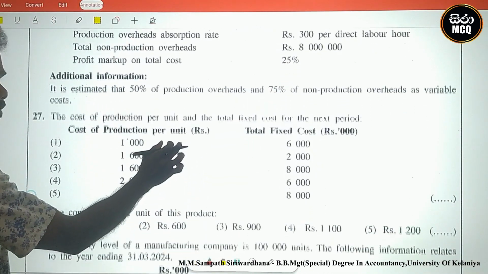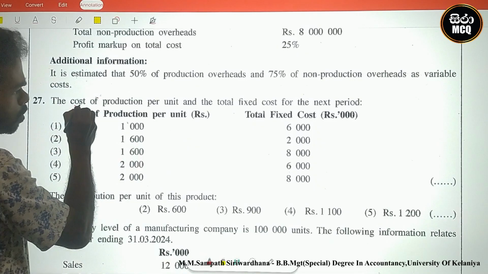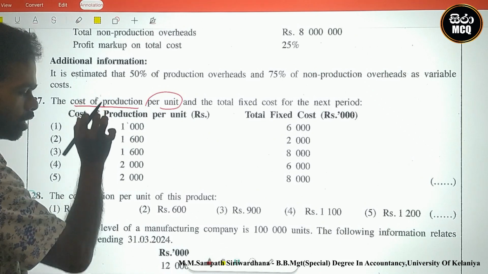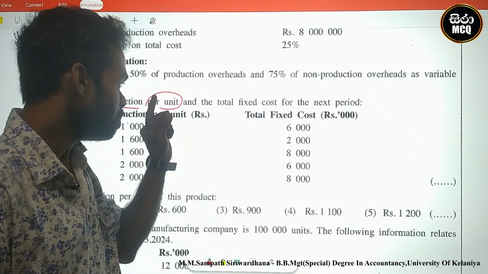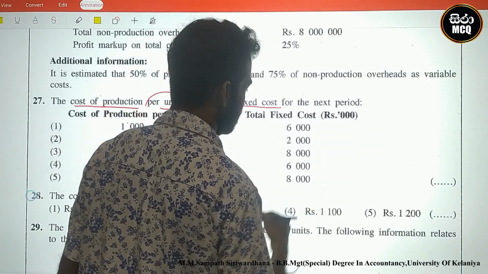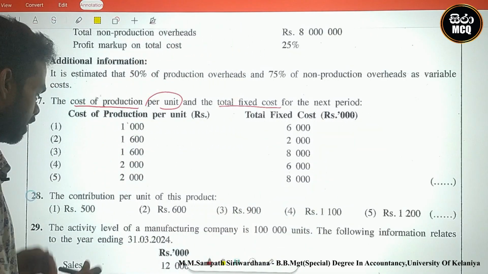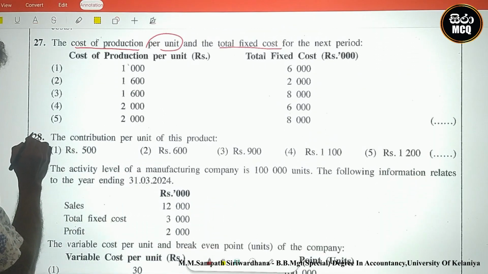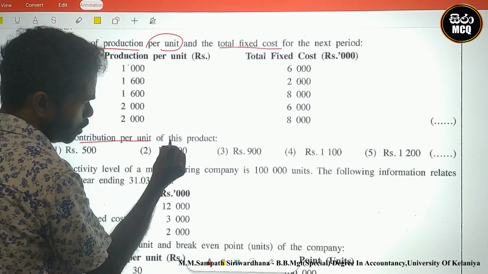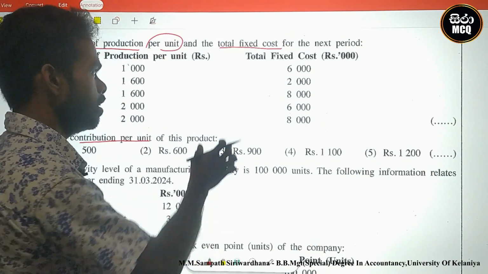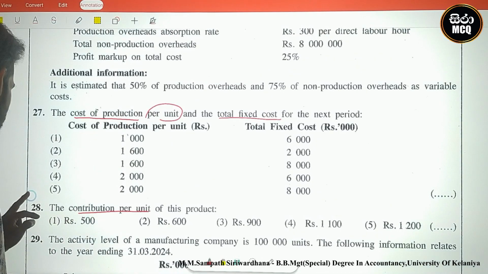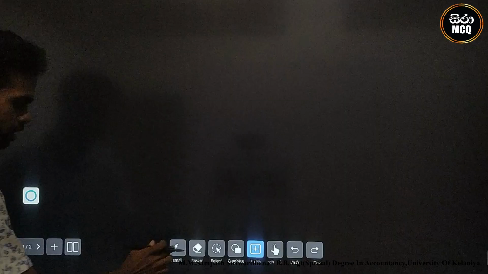First one, the cost of production per unit, only production cost per unit, and the total fixed cost for the next period. There are two items. We read 28 now: the contribution per unit of a product. Firstly, we find the cost of production per unit.